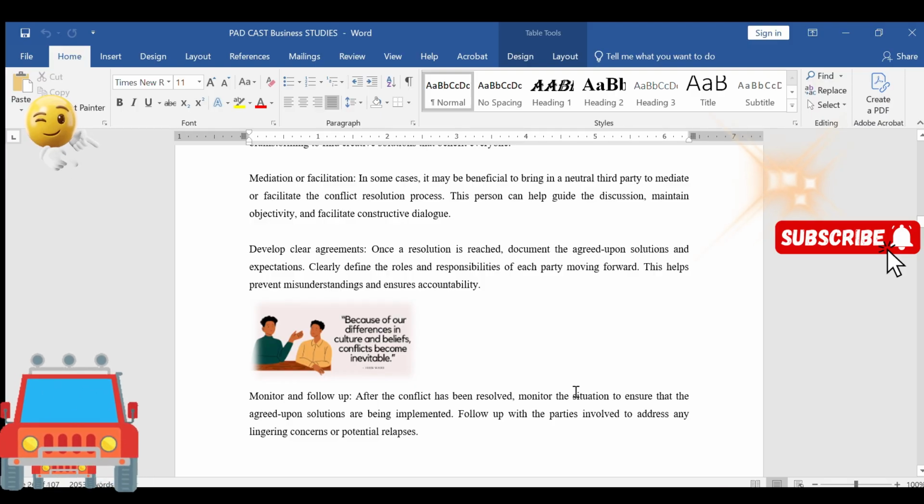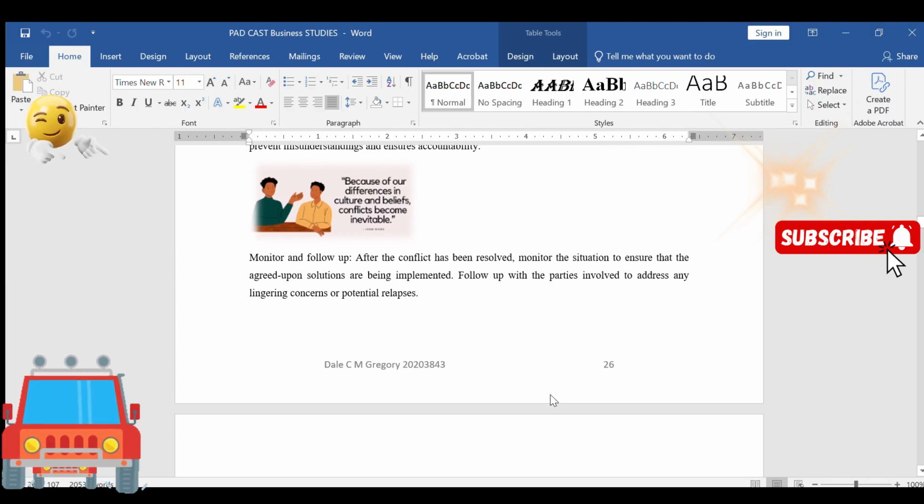Develop clear agreement. Once a resolution is reached, document the agreed upon solution and expectation. Clearly define the roles and responsibility of each party moving forward. This helps prevent misunderstanding and ensure accountability.